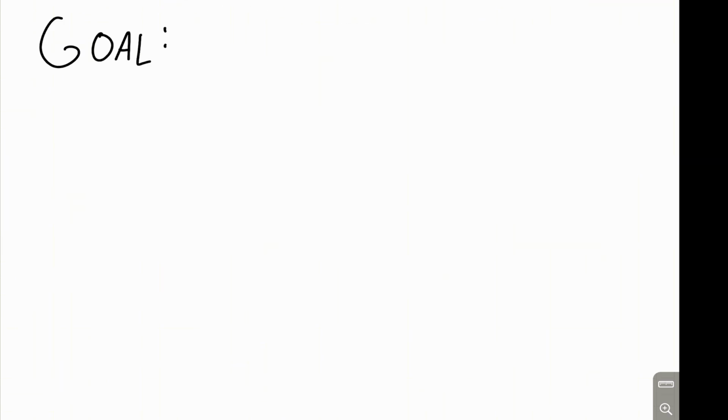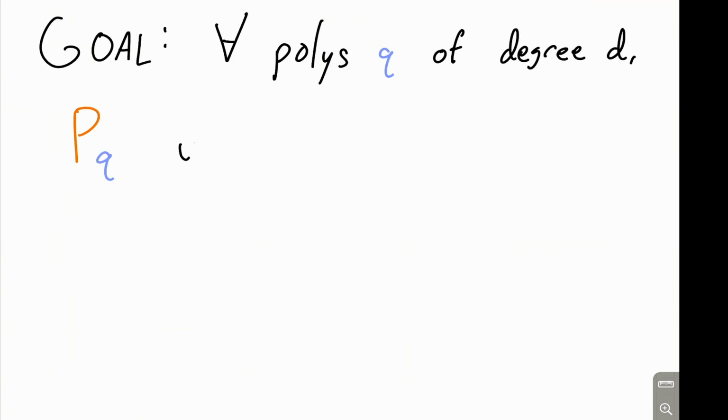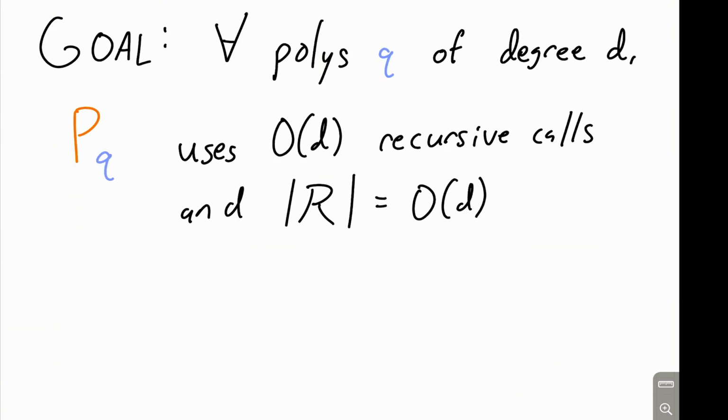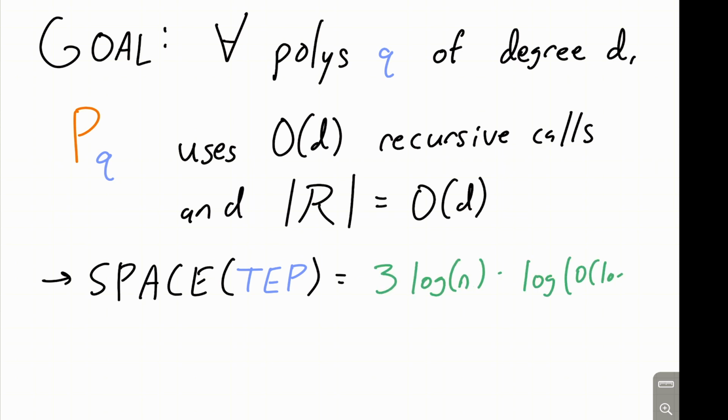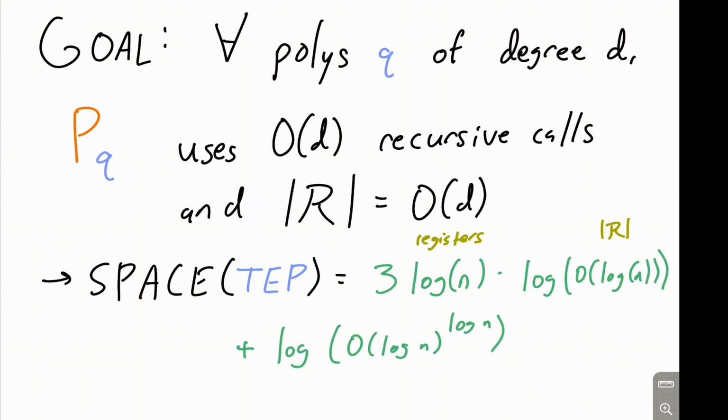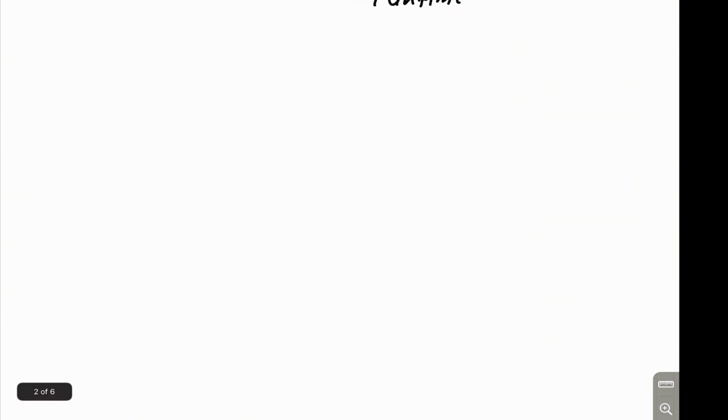Thus, as long as we show how to compute any polynomial of degree d by a register program with order d recursive calls, we get a program running in time log n to the log n. Our space usage is log of the runtime, plus the 3 log n times log the ring size for the register memory. As long as our ring also has size order d, all of this is space log n times log n. Okay, let's show our program now.